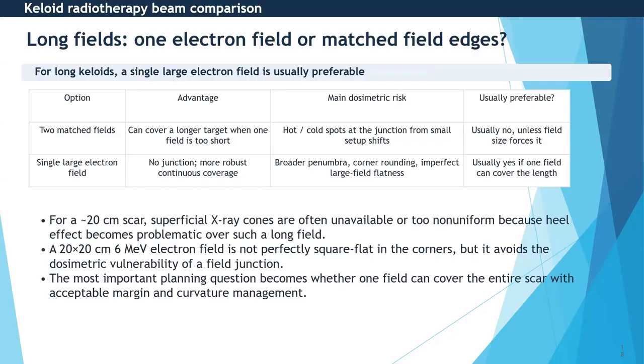A 20 by 20 centimeter 6 MeV electron field, well, it's not perfectly square. It avoids the dosimetric vulnerability of a field junction, because there's always a difficulty if one's trying to match two fields together. So the most important question here becomes whether one field can cover the entire scar with acceptable margin and curvature management.